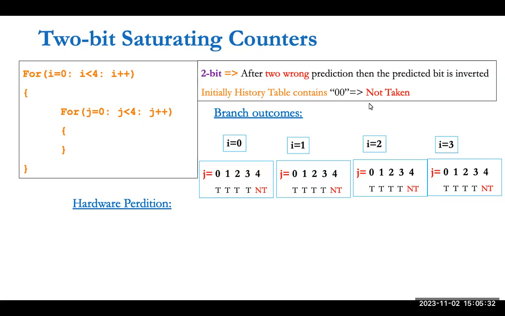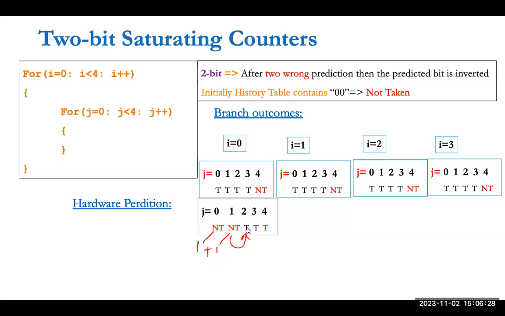So let us see that, as we said, it starts with 2 wrong predictions. For the first iteration, when it goes into the inner loop, for j equal to 0 to 4, first it starts with not taken. Then it compares this not taken with the actual outcome. Actually it is taken, so there is 1 wrong prediction here. And again it goes with another iteration. It assumes that this branch will not be taken, but actually it is taken. So the second time again 1 more wrong, so 2 consecutive wrong predictions are there. Then it changes its status from not taken to taken.